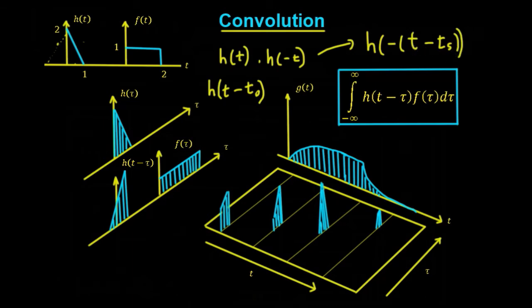Now we want to take our two functions and combine them together. So that's f of t combined with this new function here. We combine them simply by multiplying them, so we're going to have h of minus t minus t s times f of t. And finally, once we slide the function over the top of our f of t and we've combined them together, we want to find the area of overlap. So we find the area by integrating from minus infinity to infinity.